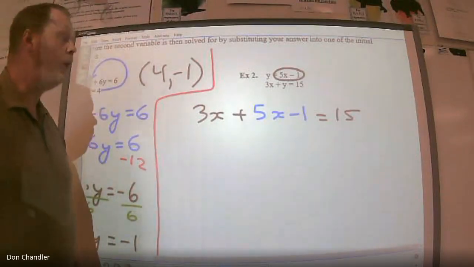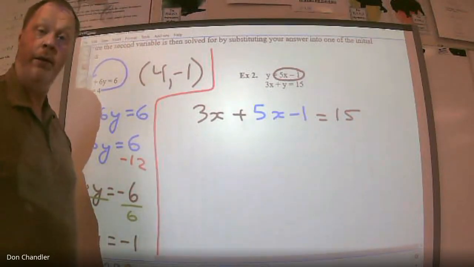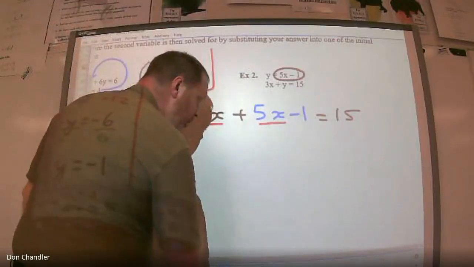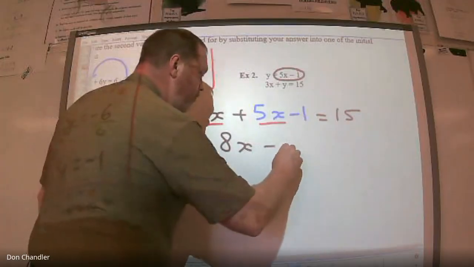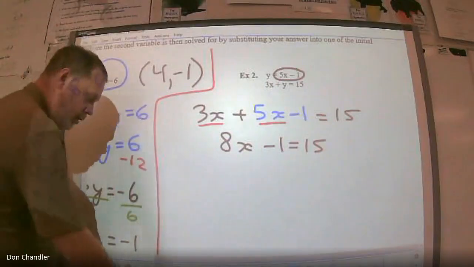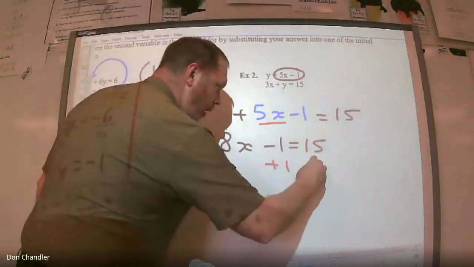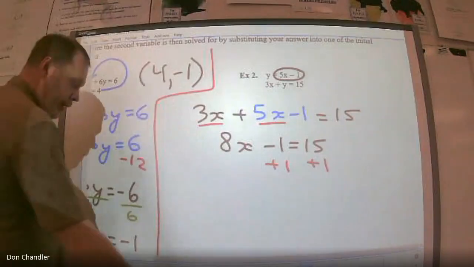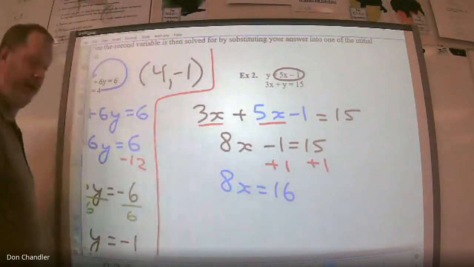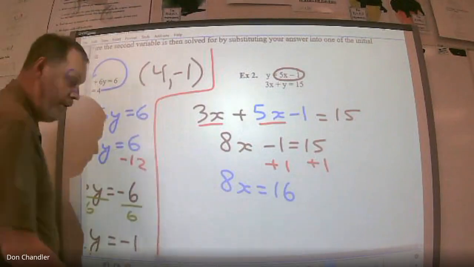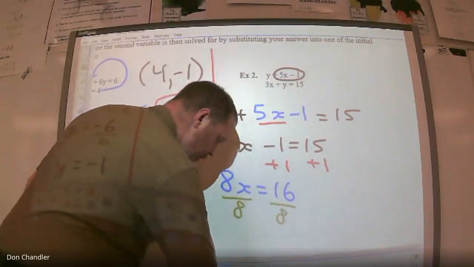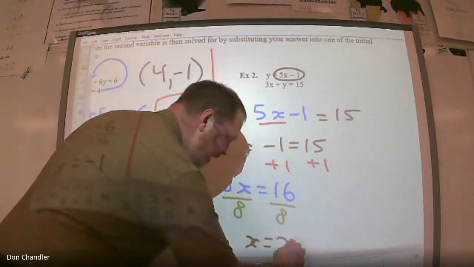Now you have an equation with only x's. Please solve it. 3x plus 5x, I believe, is 8x minus 1 is equal to 15. To get rid of a subtracting 1 is to add 1. 8x is equal to 16. How do you get rid of a multiplying 8? You divide both sides by 8. And if I am not mistaken, my x value is 2.